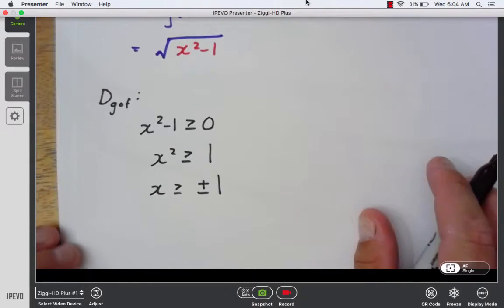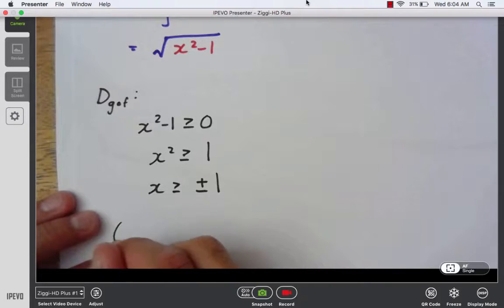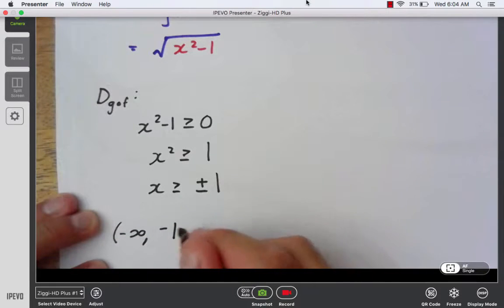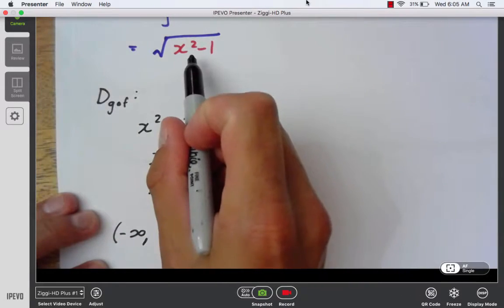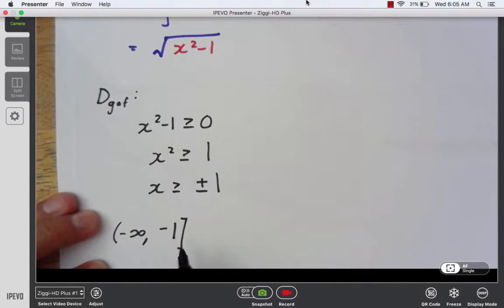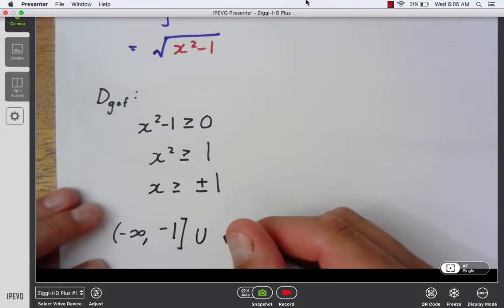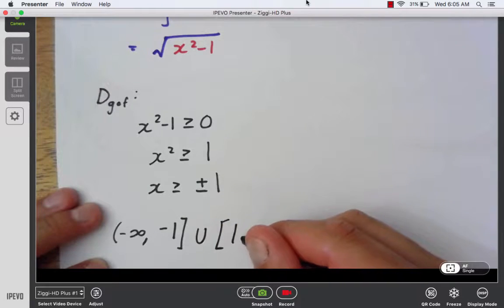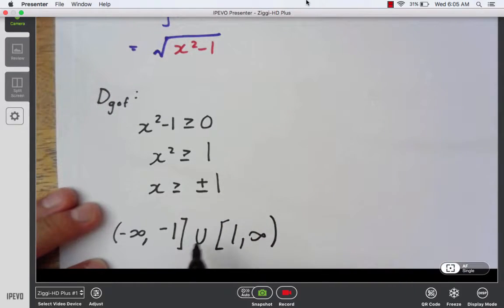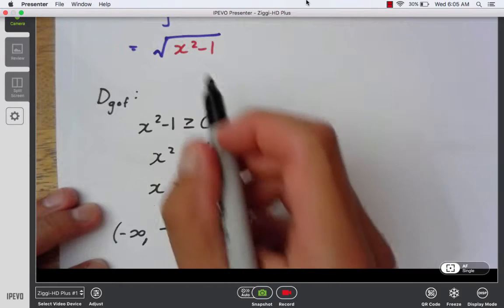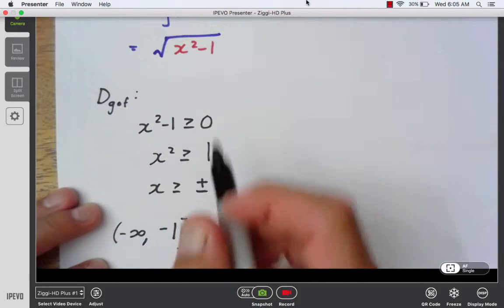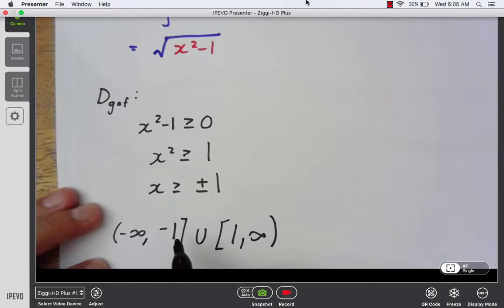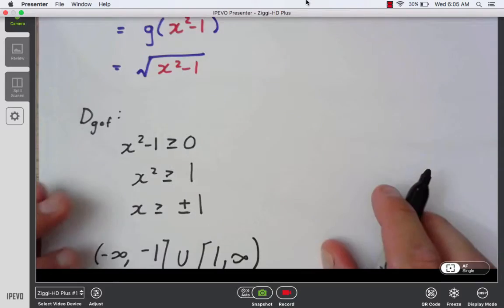When you write that, the domain is going to be from negative infinity to negative 1. We can include negative 1 because you can take the square root of 0, so this time you can include it. And that's in union with 1 to infinity. Now, you might be thinking, what about negative 1 to 1? Why not in between? Well, if we try 0, which is between negative 1 and 1, you get the square root of negative 1, so that doesn't work. The numbers between negative 1 and 1 do not work. So this is your actual domain.